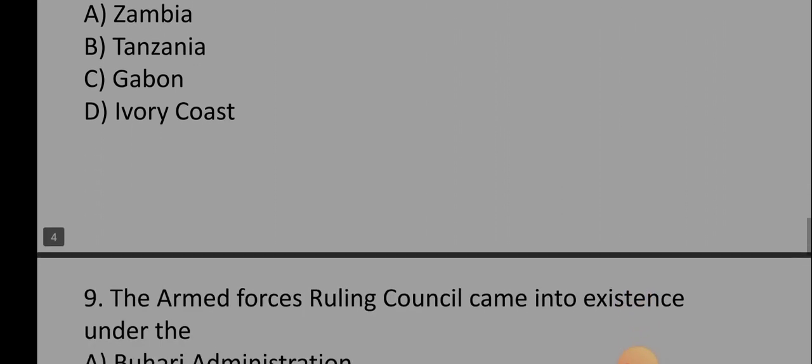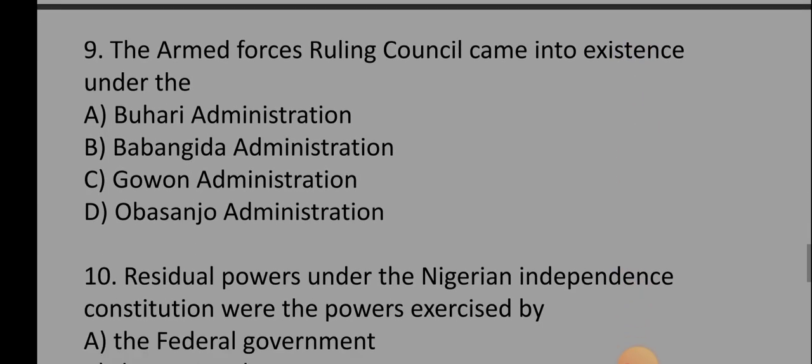All right. So number 9 says, the Armed Forces Ruling Council came into existence under the dash. A. Buhari administration, B. Babangida administration, C. Gowon administration, D. Obasanjo administration. So the correct option is Babangida administration, which is option B.